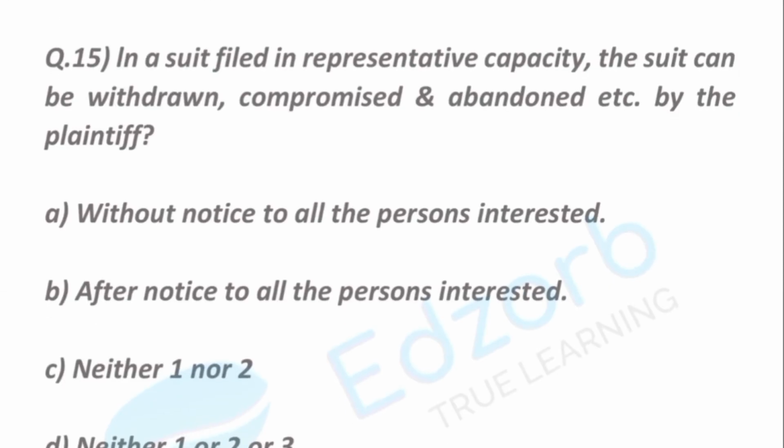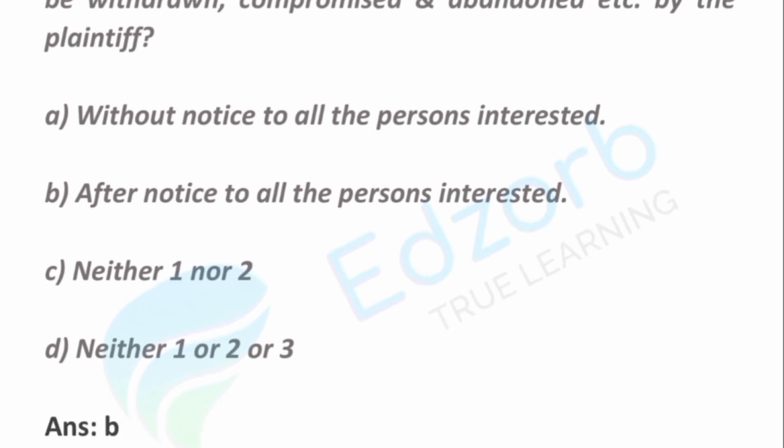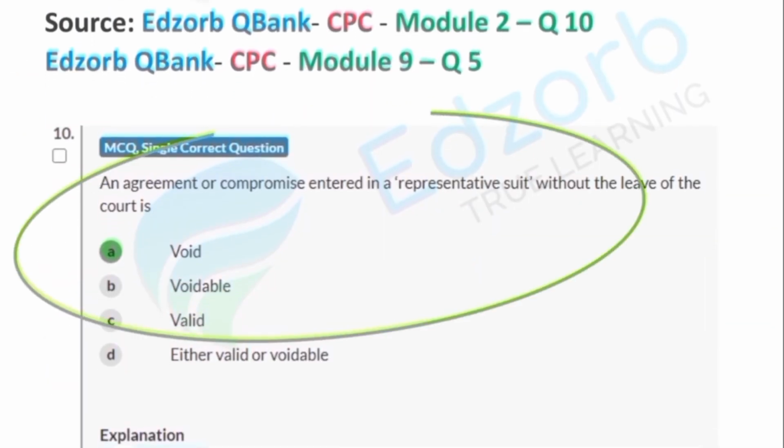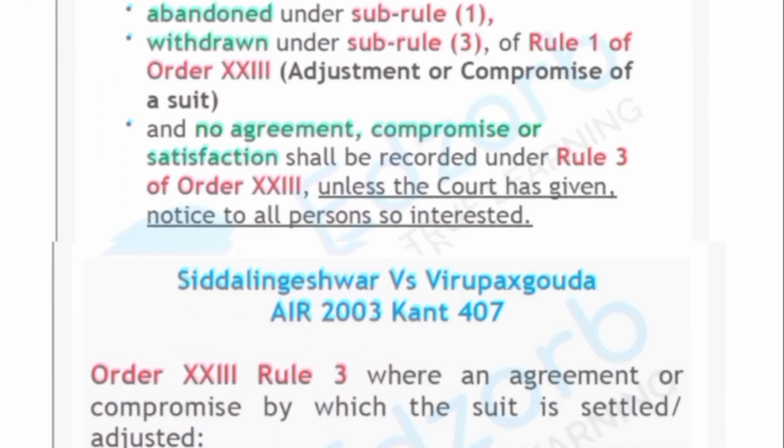Now a suit filed in representative capacity cannot be withdrawn, compromised, etc. without notice to all interested persons. So here the answer was B. You see, solving our modules 2 and 9 could have ensured you killed this question.